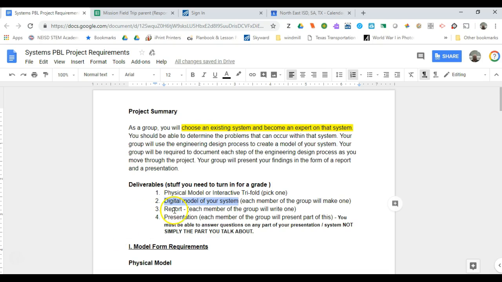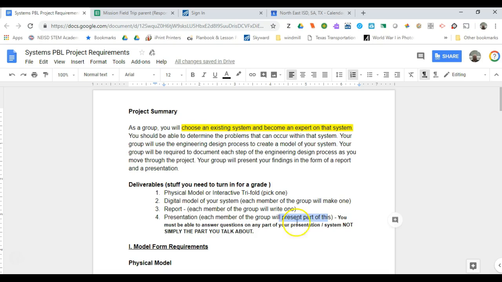All right, there will also be a written report. Each member of the team will write their own report. There are requirements down below we're going to go over. So everybody writes their own report. Then, together as a group, you will give a presentation. Each member of the group will present part of this.